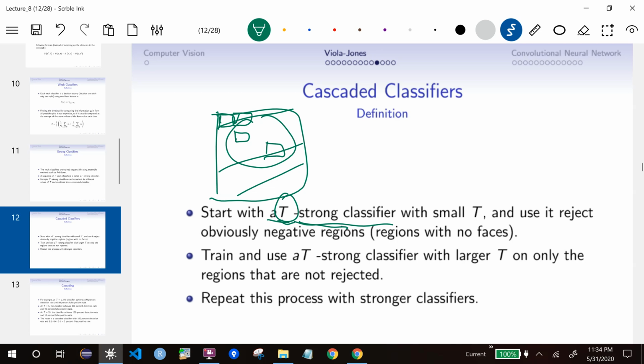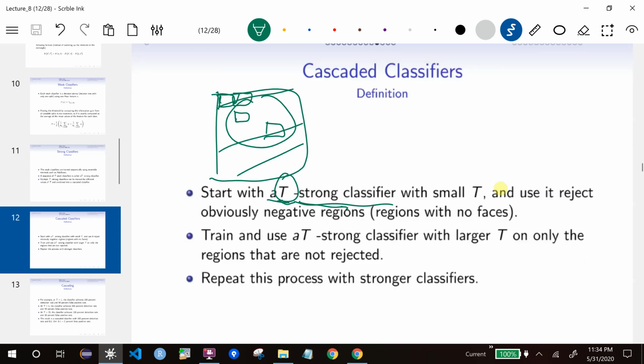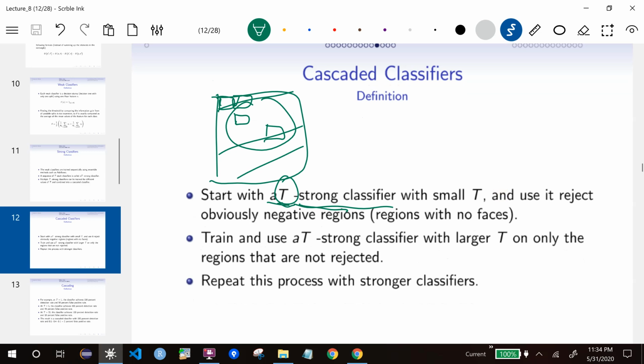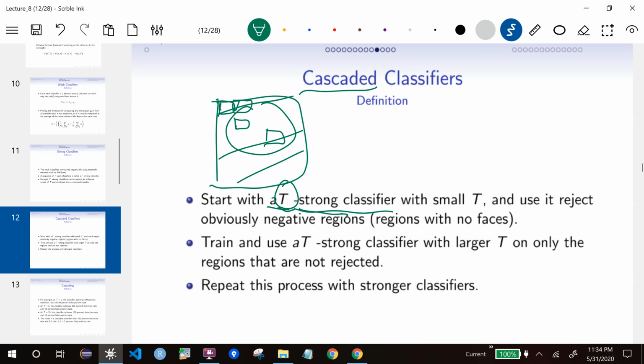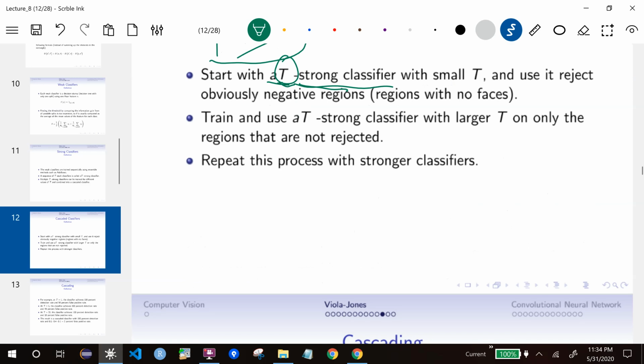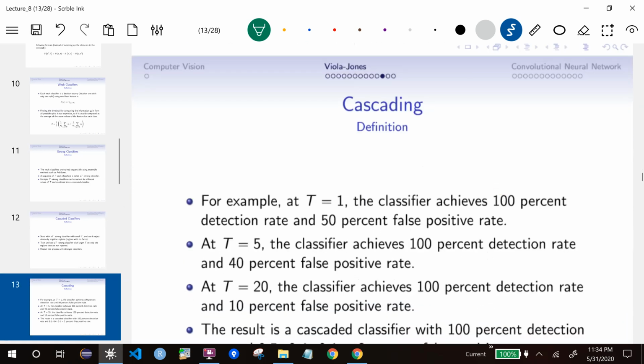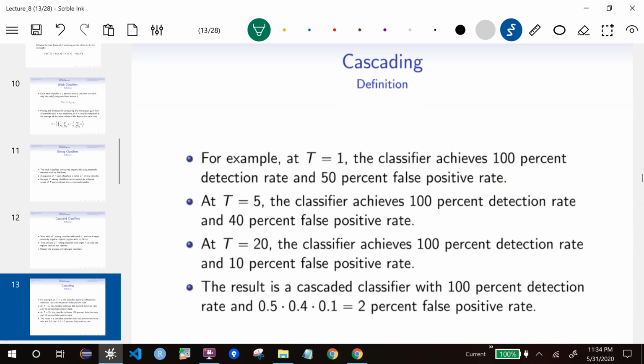So why is this helpful? It's because, again, it's specific for face detection that lots and lots of regions are not faces. So we want to get rid of them quickly using a classifier that's really, really fast. And that's the basic idea behind cascading classifiers. I think it's not clear without a numerical example, so I want to talk about one.